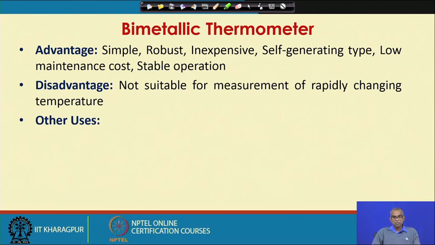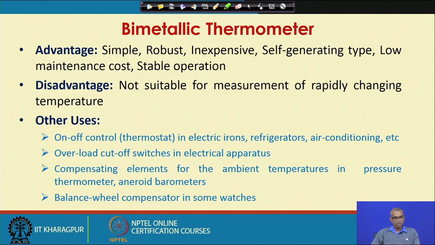There are some other uses for bimetallic thermometers or bimetal strips. It is used as on-off controller or thermostat in electric irons, refrigerators, air conditioning, etc. It is used as overload cut-off switches in electrical apparatus, can be used as compensating elements for the ambient temperatures in pressure thermometer, aneroid barometers. It is also used as balance wheel compensator in some watches.